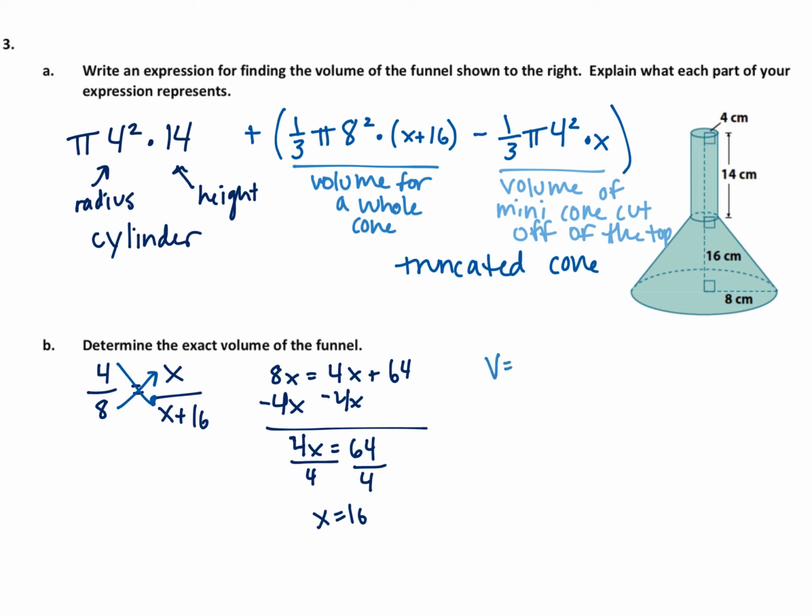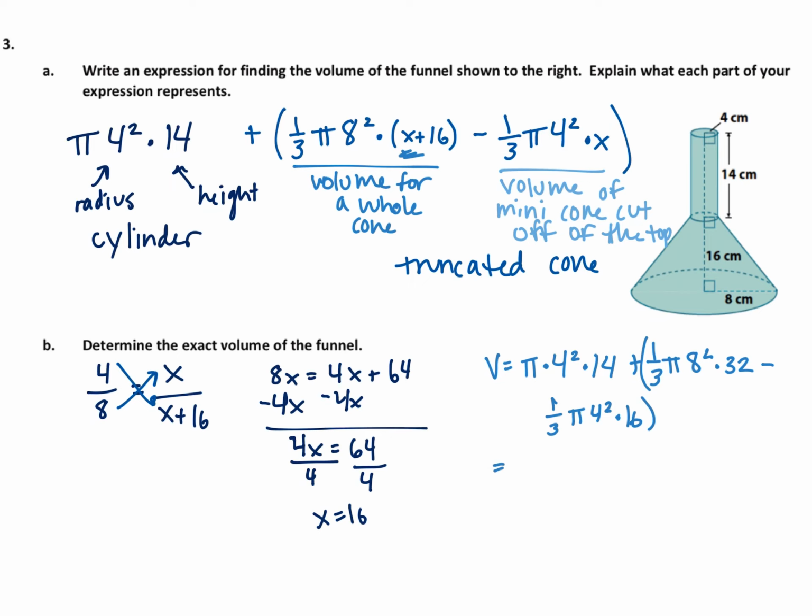So we have v equals pi times 4 squared times 14 plus 1/3 pi times 8 squared times 32, because 16 plus x, which is also 16, leaves us with 32, minus, I'm running out of room, so I'm going to scoot it onto the line underneath, pi 4 squared times 16.